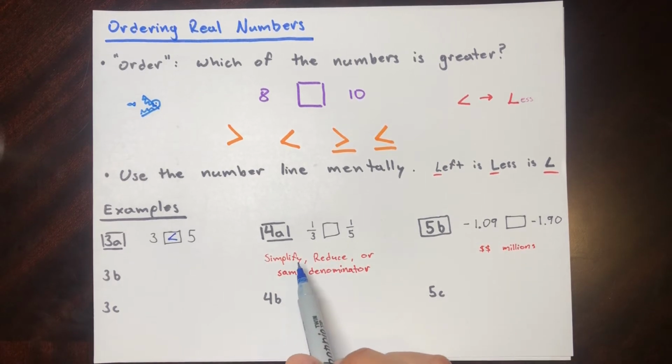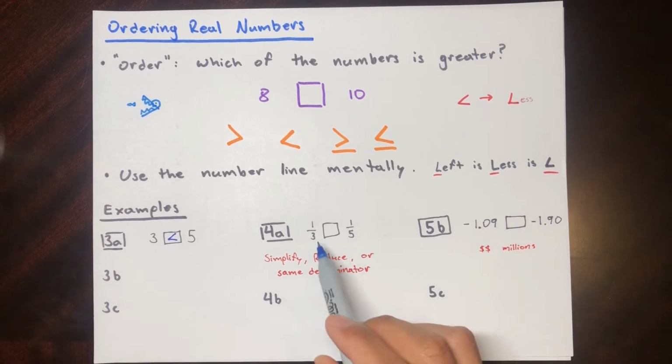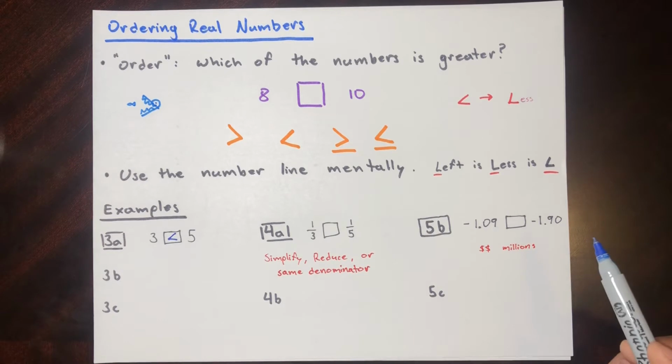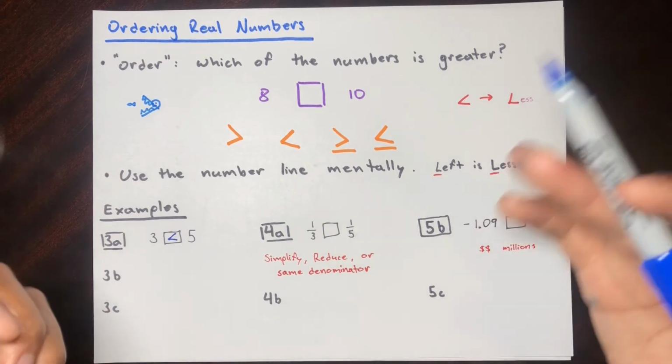You're either going to simplify the fractions, you're going to reduce the fractions, or you're going to try to find the same denominator. In this case, they're already simplified and reduced as much as possible, so we're going to have to turn each one of these fractions to the same denominator. Now, this is a whole other thing in itself.